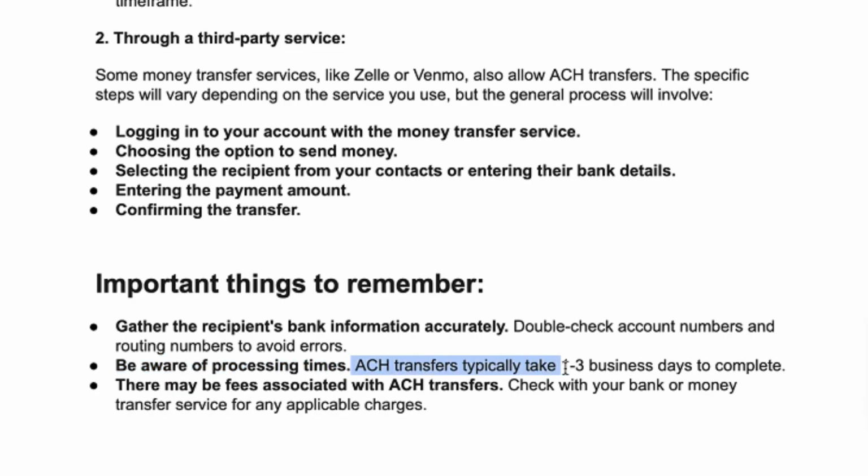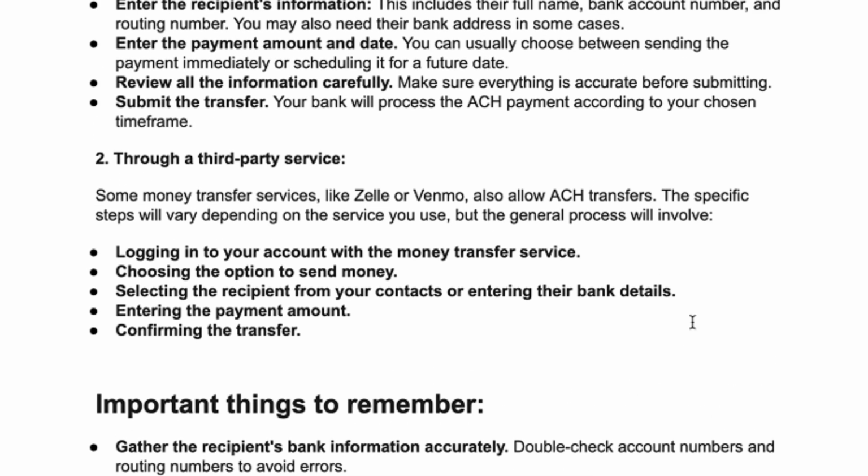ACH transfers typically take 1 to 3 business days to complete. There may be fees associated with ACH transfers. Check with your bank or money transfer service for any applicable charges. So this is basically it, step by step, how you can send an ACH payment within the United States.